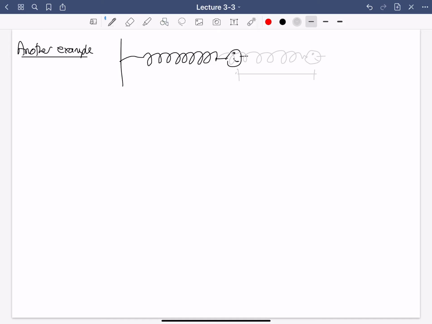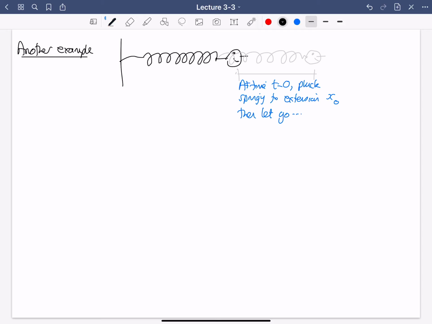So that's kind of initial. So we pluck. So at time t equals 0, we're going to pluck Springy to extension x0. So that's going to be the initial extension, and then we're going to let go.